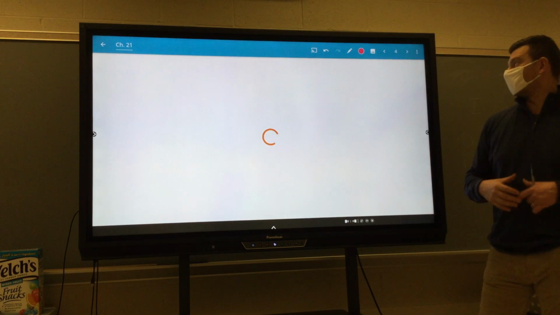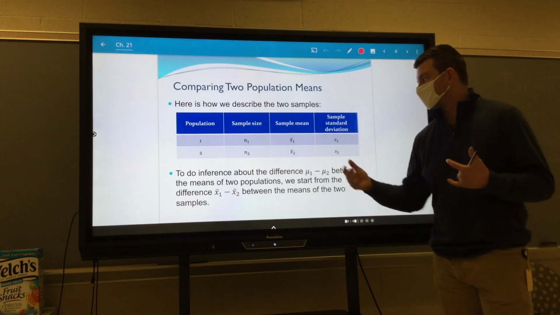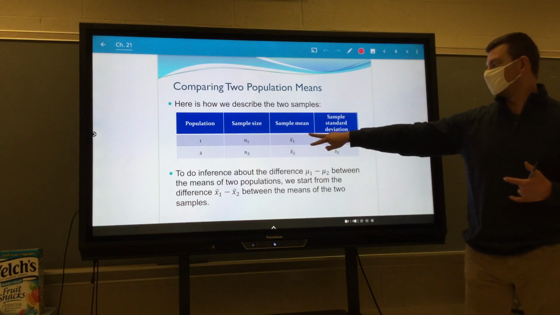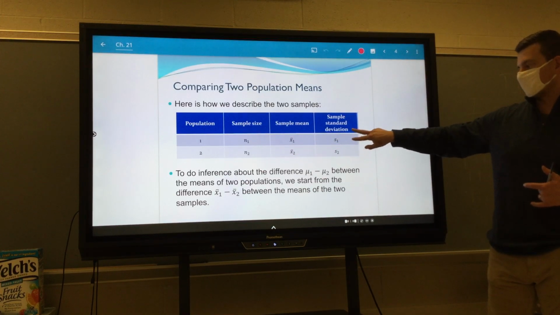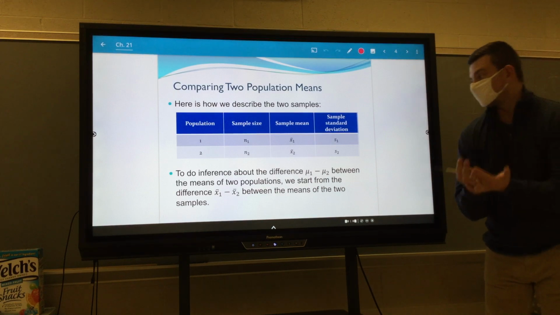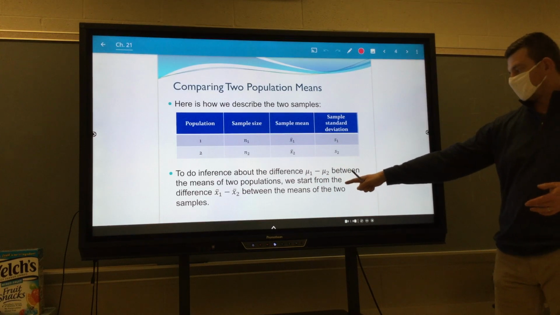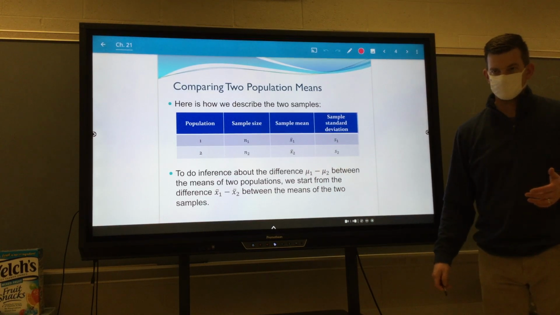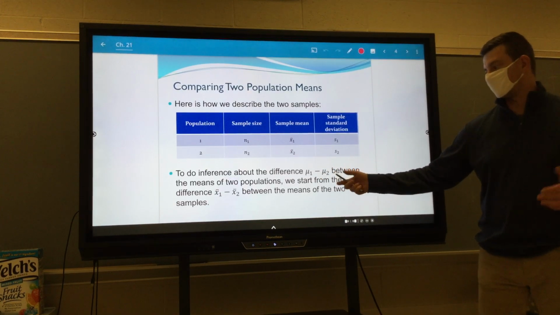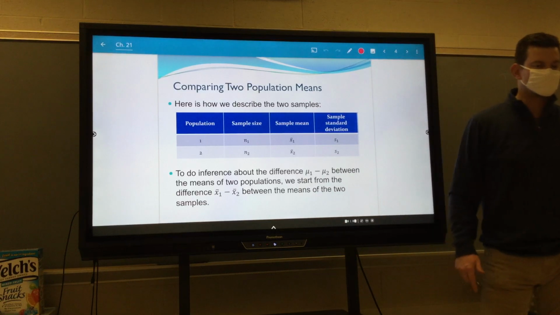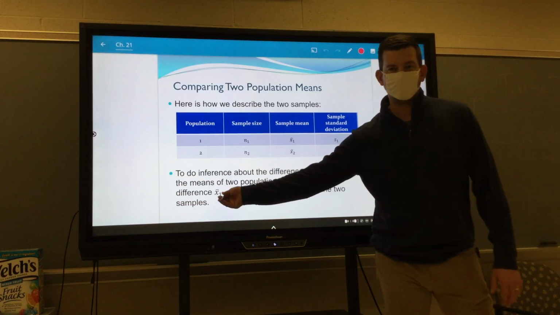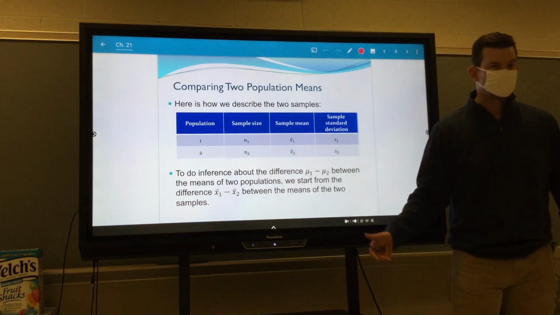Now, we're pulling data from our sample, so a tweak of the notation here: we have two different sample sizes, two different sample means, two different sample standard deviations. And our goal is to perform an inference about the difference between those two means, mu1 minus mu2, and to do that, we're comparing the two sample means, x bar 1 minus x bar 2.